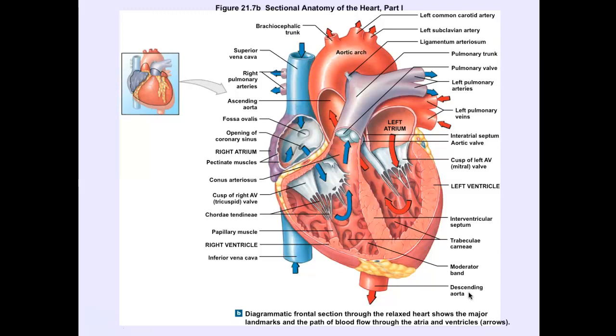So here is a nice picture because we can see the 2 atria on top. So we have the right atrium and the left atrium, and then the 2 ventricles on the bottom.